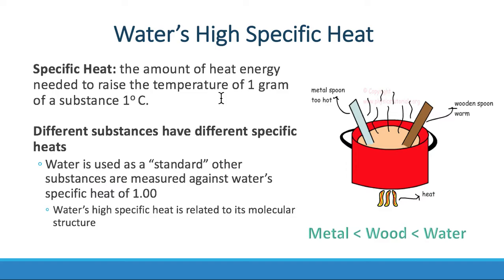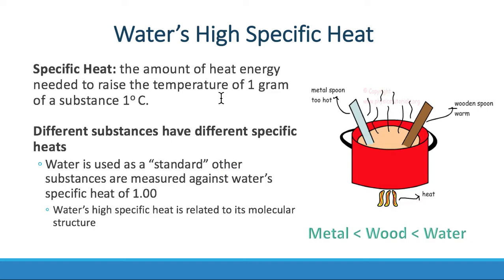So the amount of energy that's needed to raise the temperature of 1 gram of water by 1 degree Celsius is known as the specific heat. Water naturally has a very high specific heat, and that makes it unique compared to other compounds on Earth. Compared to different metals, such as aluminum or iron, water's specific heat is actually much higher. So we give water a specific heat of 1.